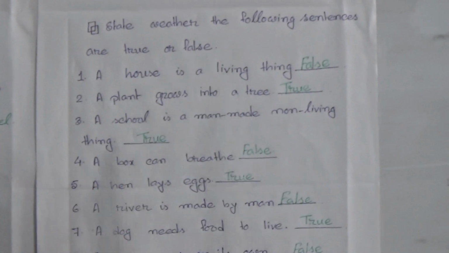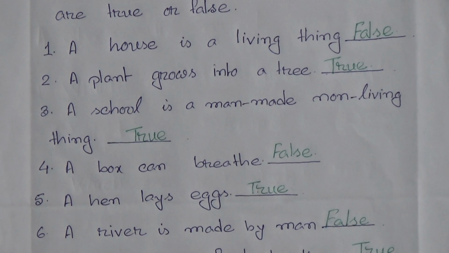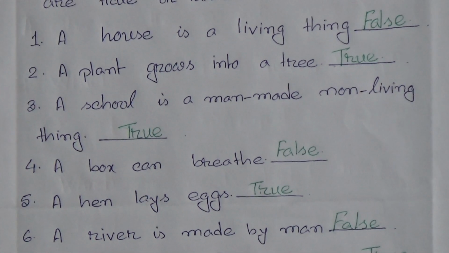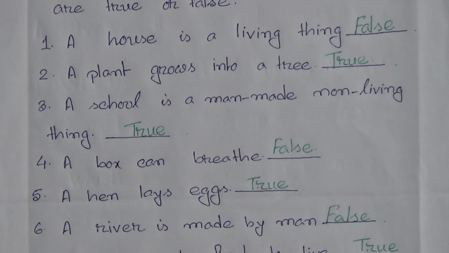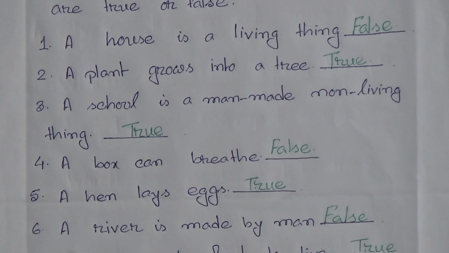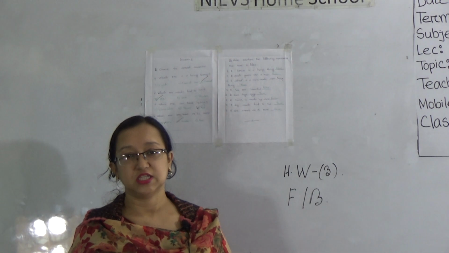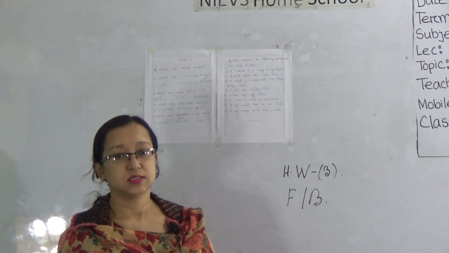Now the next exercise. State whether the following sentences are true or false. In this exercise, we will find a few sentences, and after each sentence there is a blank space. You have to find out whether the sentence is true or false. If it is false, you will write false in the blank space, and if the sentence is true, you will write true in the blank space. Now let's read the sentences.